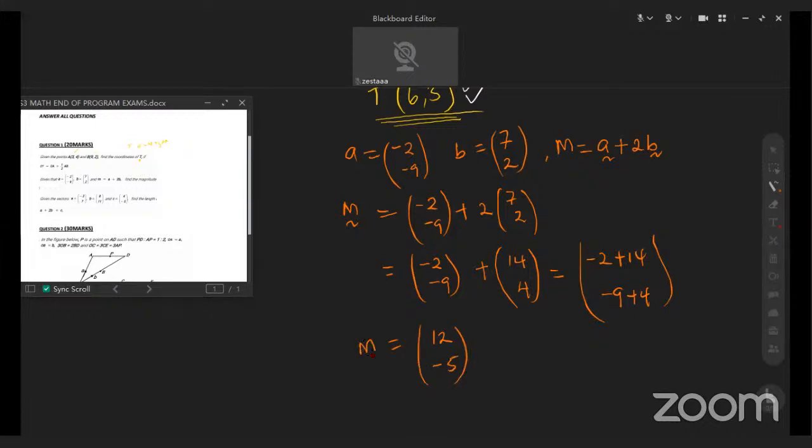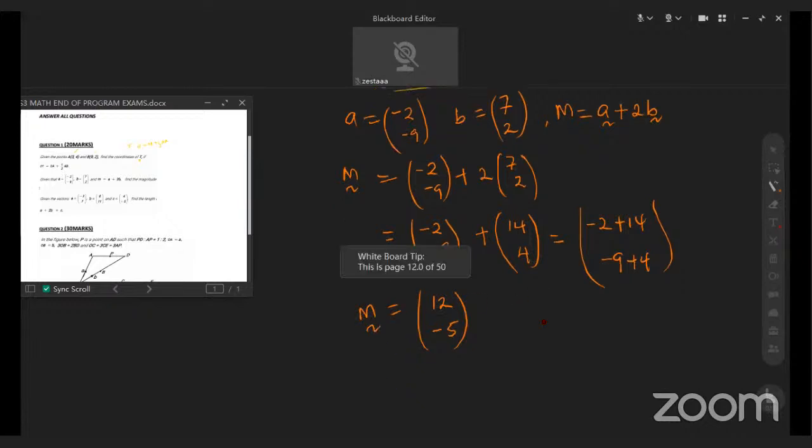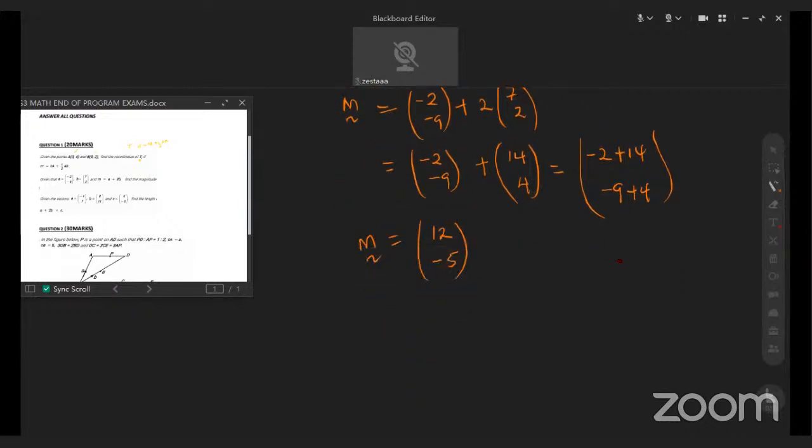Okay, this will be your vector M. But remember, they have told us to get the magnitude. So the magnitude of M will be equal to the root of, we said, x squared plus y squared. And here, this is our x, this is our y. So this will be equal to the root of 12 squared plus -5 squared. Okay? So what will this be?